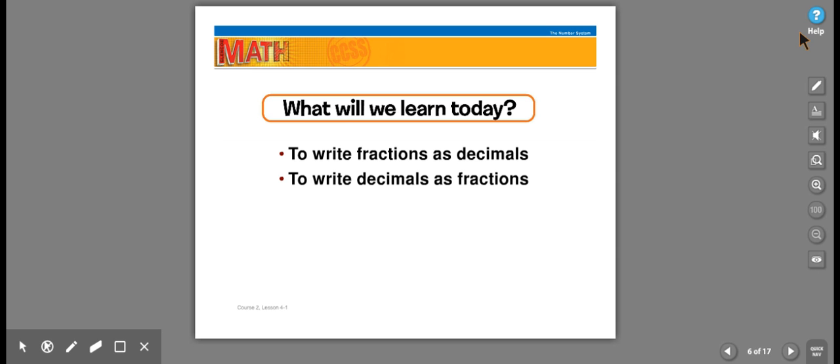I want you to start following along on page 264. So what will we learn today? Today we're going to write fractions as decimals, and we're going to write decimals as fractions.